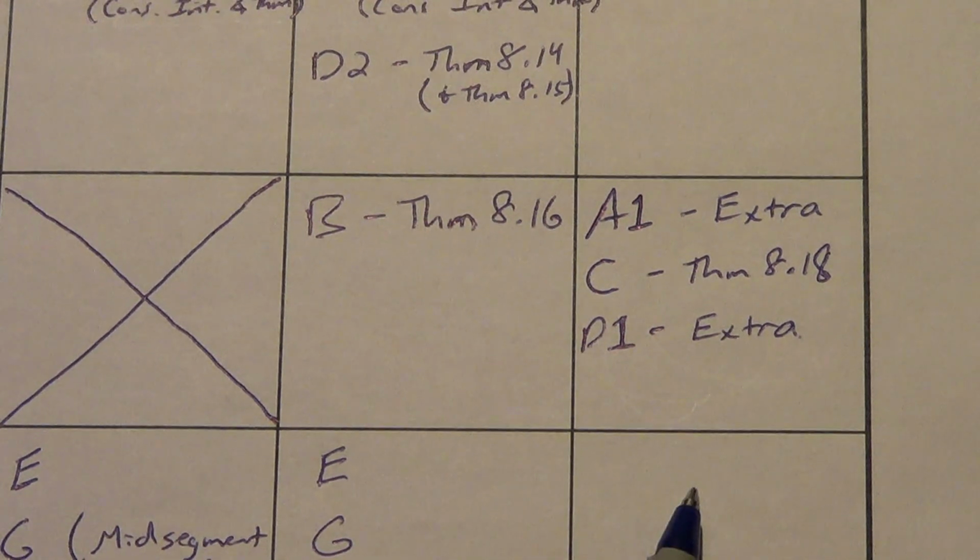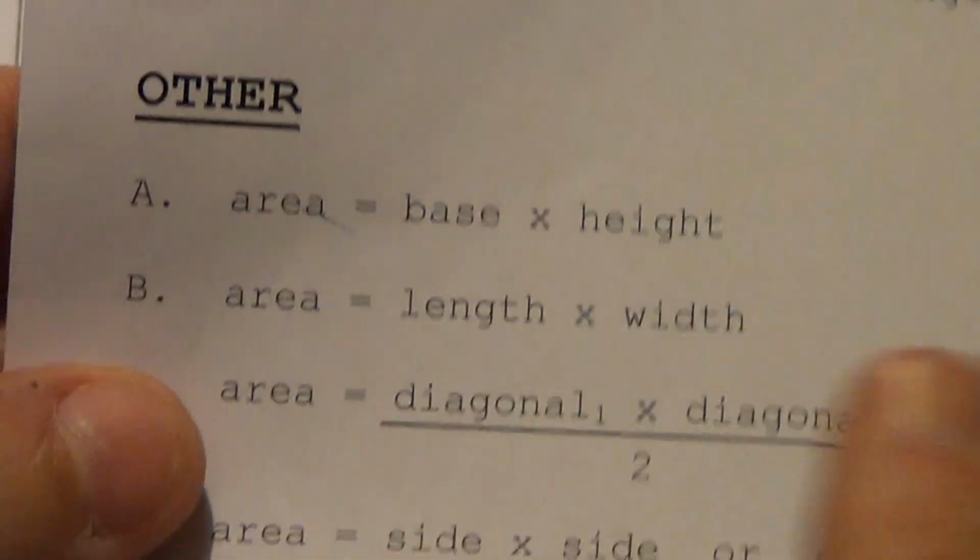What about other? Area. Base times height? No. Base and height are not perpendicular to each other. Length times width? No.